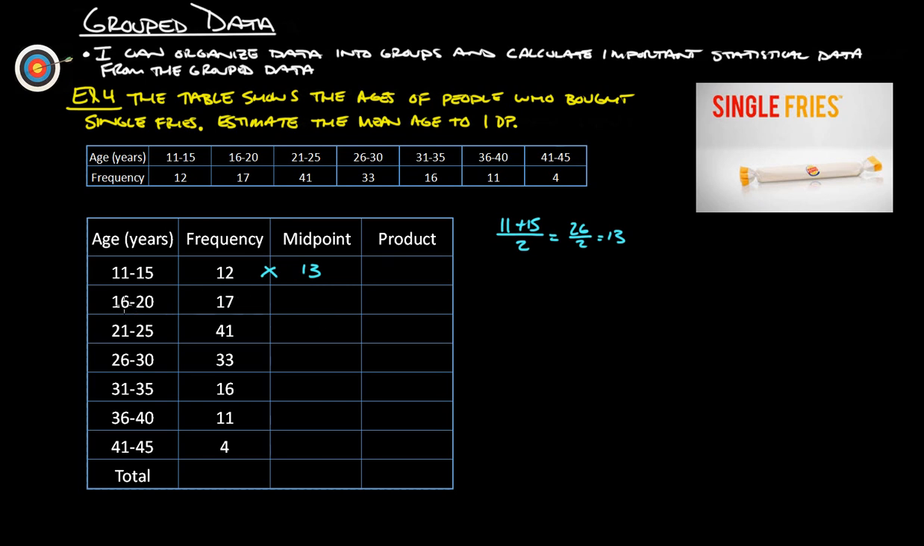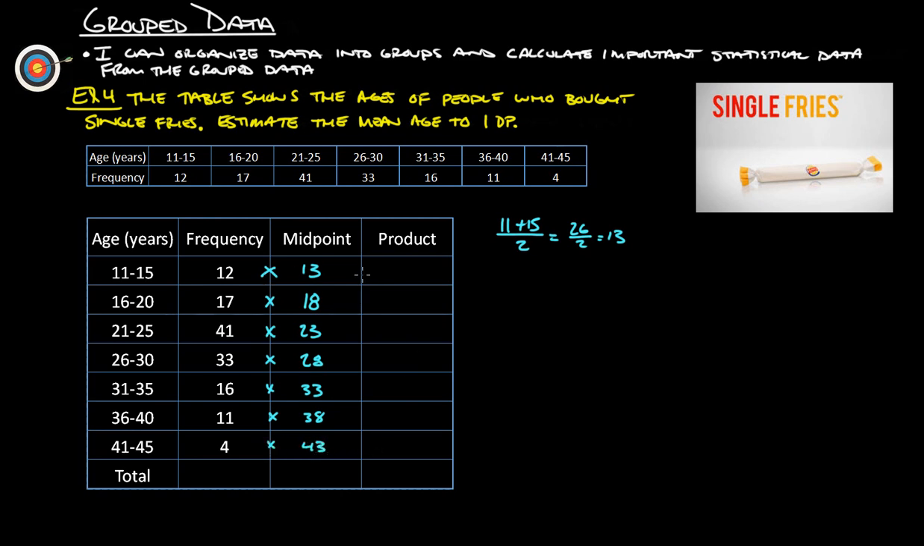Halfway between, if we look at 11 to 15, it's just 2 up from 11 or 2 down from 15. So instead of doing the math each time, we'll just do it in our heads. So 16, that's going to be 18, and then 23. And you'll notice here, we're going up by 5 each time. So times 28, times 33, times 38, and times 43.